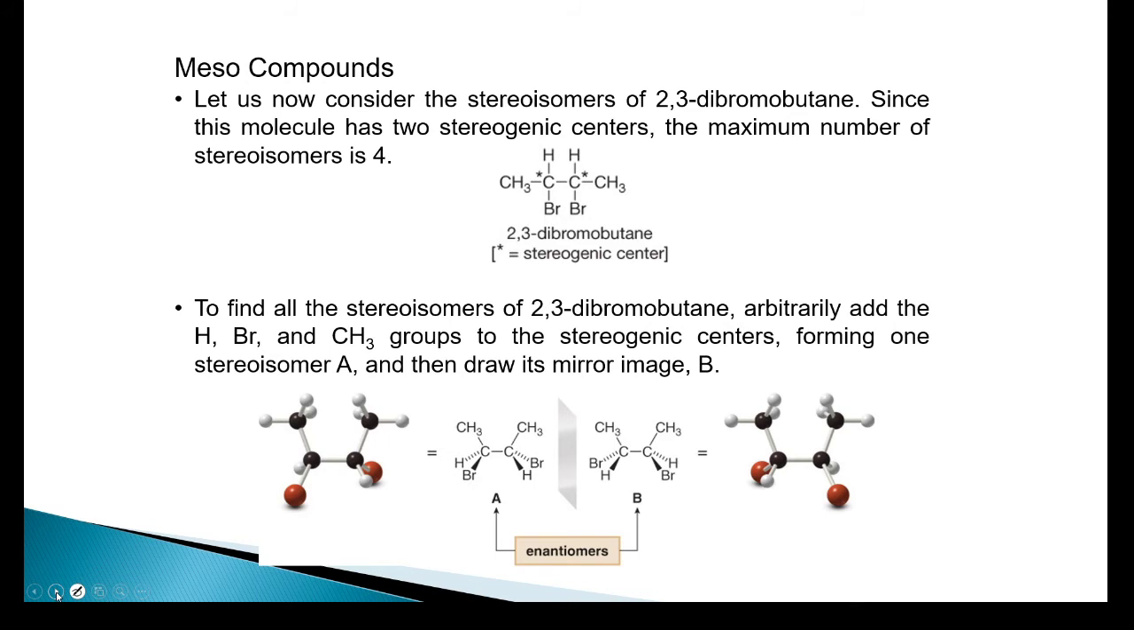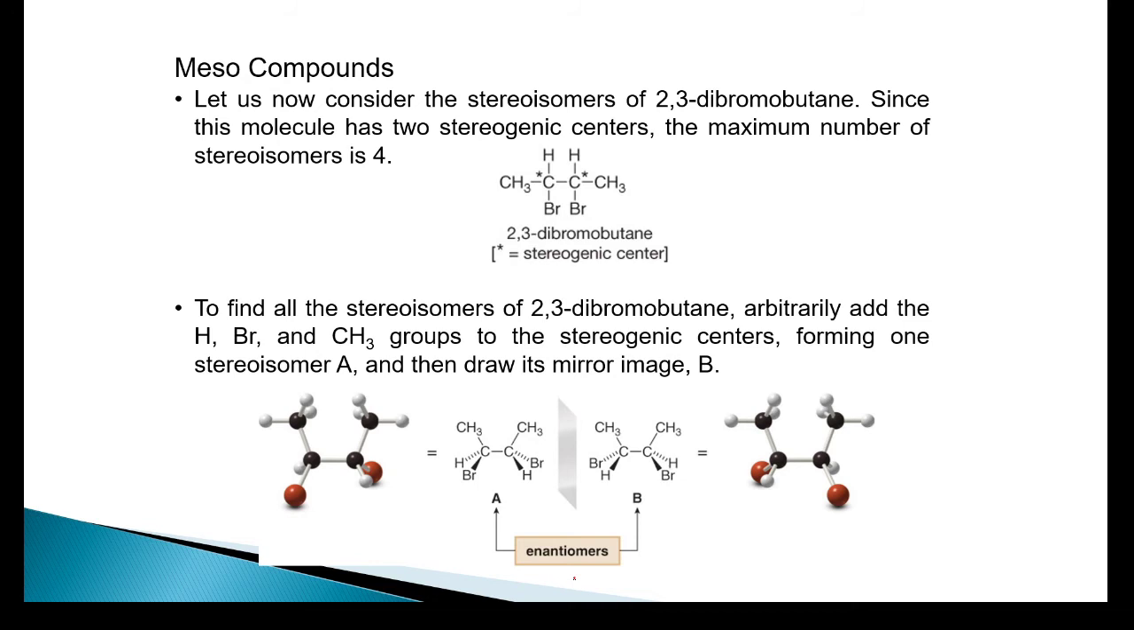Now we get into something that's a little funky called the meso compound, and it's interesting. So let's just work this one out. We have, instead of 2,3-dibromopentane, 2,3-dibromobutane. All right, so it shows us that we have 2 stereogenic centers. 2 to the n tells us we should have 4 stereoisomers. So let's go and try to draw out the 4 stereoisomers. Okay, I draw my carbons, I have my wedge, I have my dash, I draw the mirror image, it's not superimposable, boom, we have our enantiomers. All right, we got our 2.